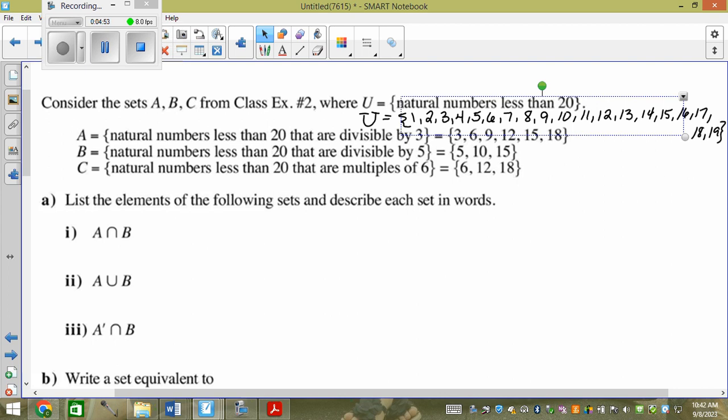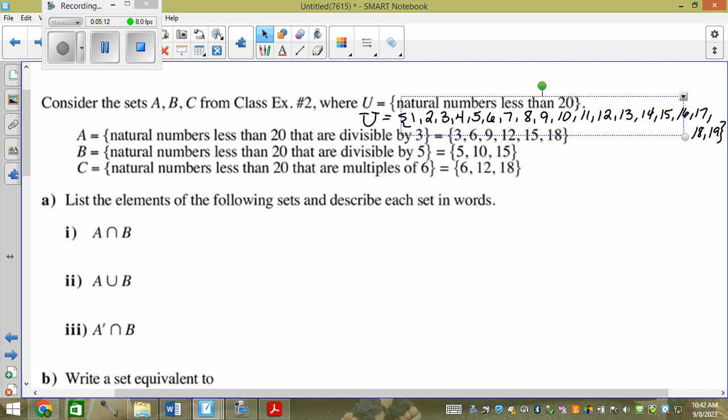Why would I list the universal set? Because the universal set is helpful if they ask me anything about the complements. Because remember, what is the complement of A? Everything that's in the universal set but not in A. What's the complement of B? Everything in the universal set but not in B. Complement of C? Everything in the universal set but not in C.